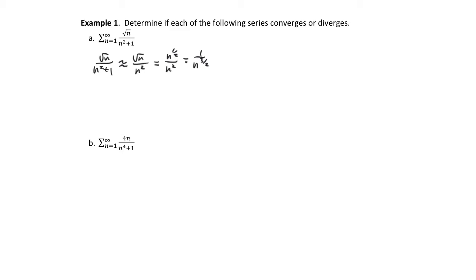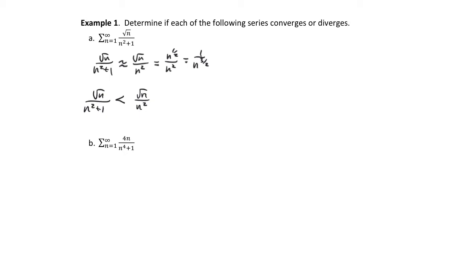Okay, so let's compare the square root of n over n squared plus 1, and think about what happens when I drop off that plus 1. Think about the denominator. The denominator had a plus 1, now it doesn't. So the new denominator is smaller than the old denominator. If you make a denominator smaller, the resulting fraction will be bigger.